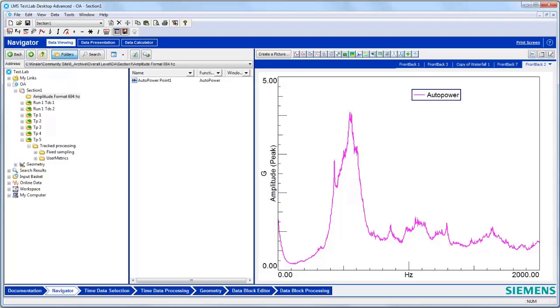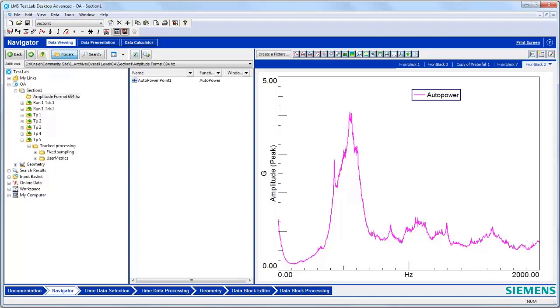When it comes to root mean square, or RMS, there's a number of different ways that the term is used. One way it's used is to describe an amplitude format, and another way it's used is to describe the overall level of energy in a spectrum. Let's talk about amplitude formats first.